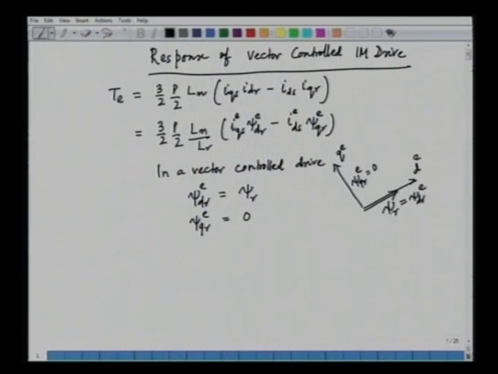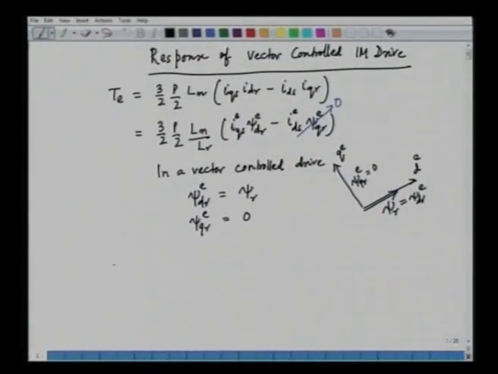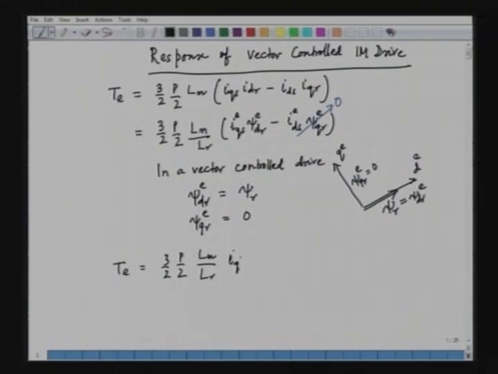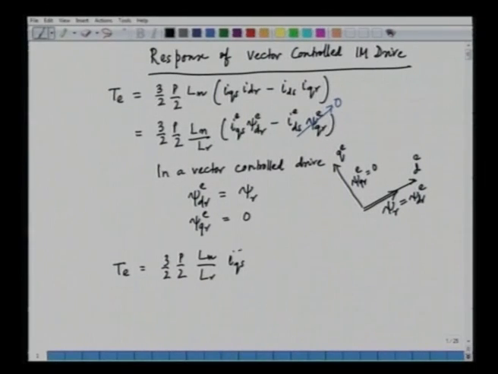Now, if we apply this particular condition to this equation, we can see that this part will vanish. This will be equal to 0 because psi qr^e equal to 0. So, if psi qr^e equal to 0, the torque equation becomes a very simple equation. So, we can say that the equation for the torque is equal to 3/2 into P/2 into Lm/Lr into IQS^e into psi dr^e, which is quite similar to that of a DC machine.